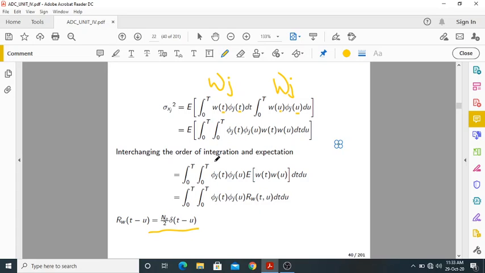So I interchange the order of integration and expectation, because phi j of t and phi j of u are deterministic signals, not random signals. These are basis functions which you have found out. They are not random, because we know the shape of the basis functions. What is random is W. So we keep them outside the expectation because they are known signals to us, and we apply expectation only to W of t and W of u. What is this? This is nothing but the autocorrelation, as I told you just now.